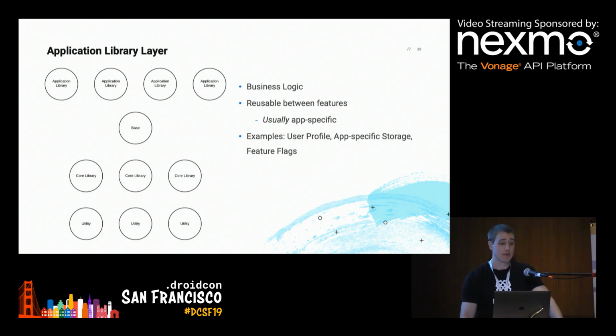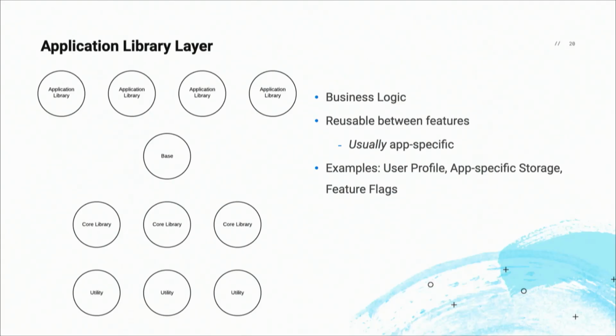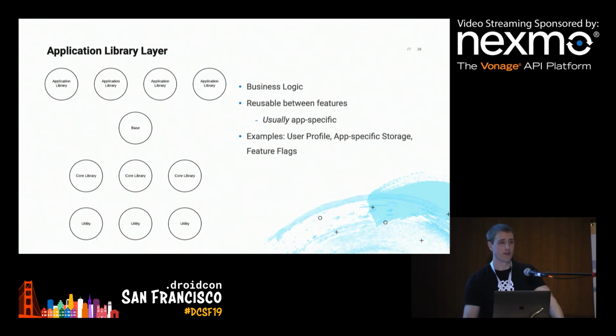Next layer down is the application library layer. So this is our business logic that is specific to our app or our AAR file. This is usually reusable between features, but not necessarily reusable between products, although it could be. Some examples are your user profile, your app-specific storage, like your database for this app in particular, and all your DAO files, your feature flag module, which may be slightly different between different applications.